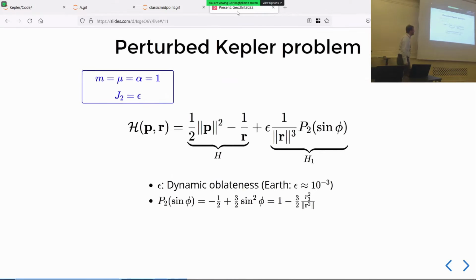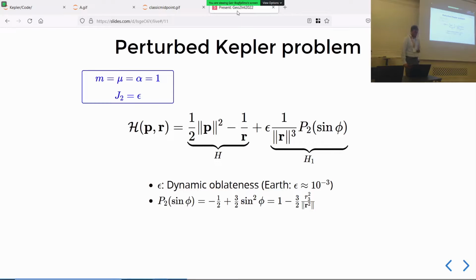Okay. So let's return now to the perturbed Kepler problem, or in general perturbed Hamiltonian systems. And for simplicity, I get rid of all these physical constants. So I'm setting the mass of my satellite to 1. Mu is the strength of the Earth's gravitational field.